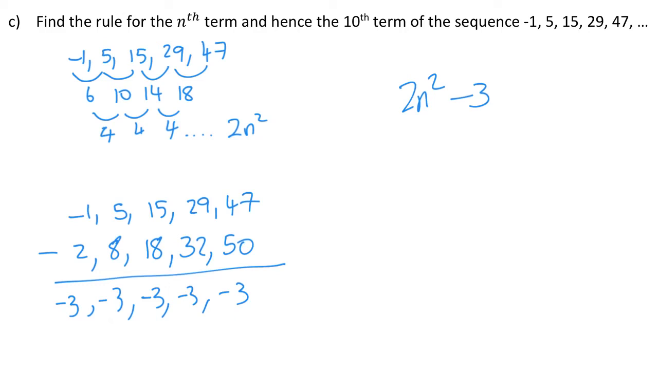just minus 3. So we can say the first term is minus 3, the third term is minus 3, the fifth term is minus 3, the 100th term is going to be minus 3, the 300th term is minus 3, so the nth term is minus 3. Now I need to work out the 10th term of the sequence, so that's going to occur whenever n equals 10. So that's going to be 2 times 10 squared take away 3, which is 200 take away 3, which is 197.